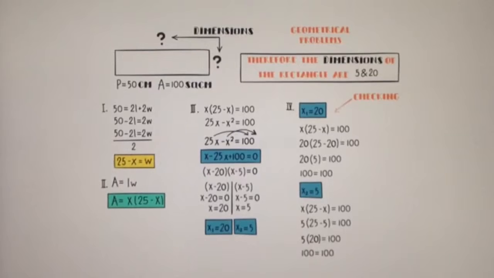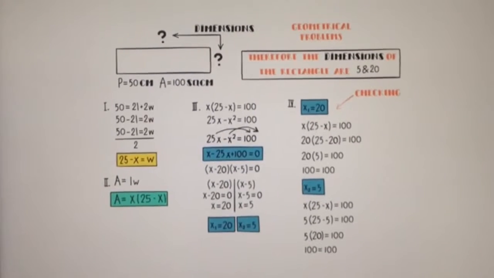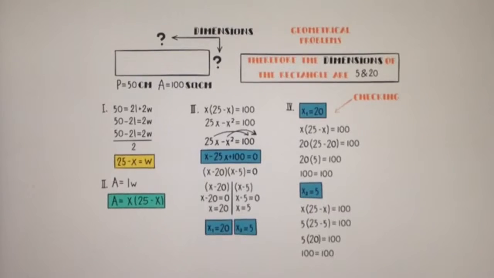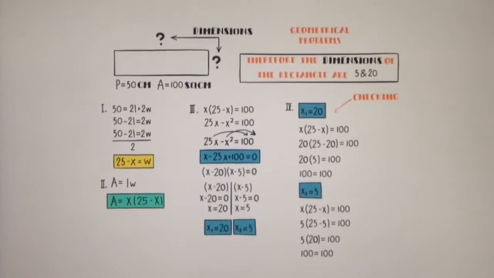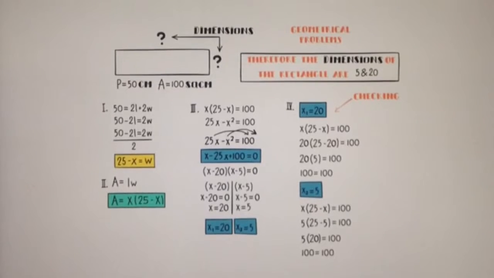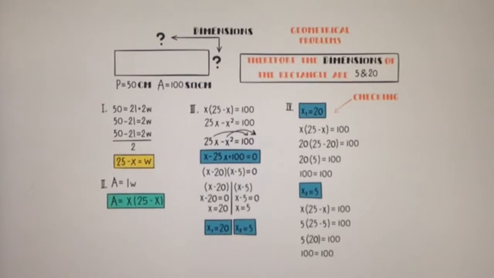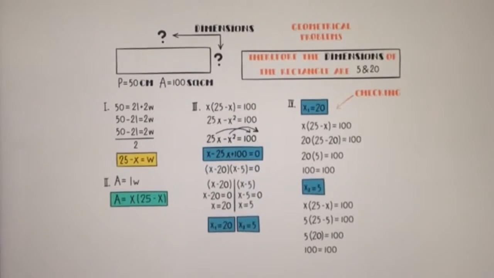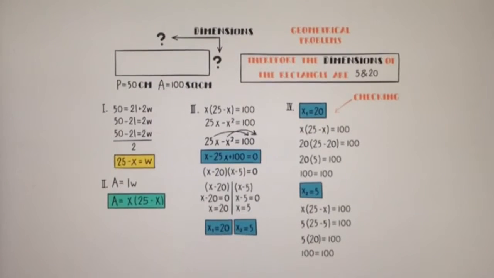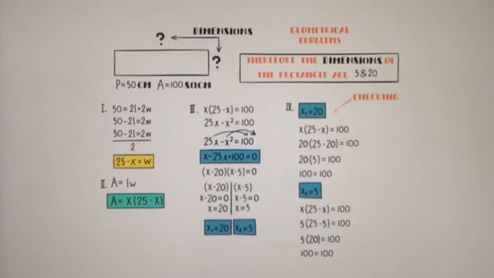Moving on. So we now transpose 2L to the other side next to 50. Every time you transpose a number to the other side of the equation, you change its sign, which is why 2L is now negative 2L. Now we isolate the variable, and we do this by dividing the equation by 2. We now rename L to x, and we then get the equation 25 minus x equals W.